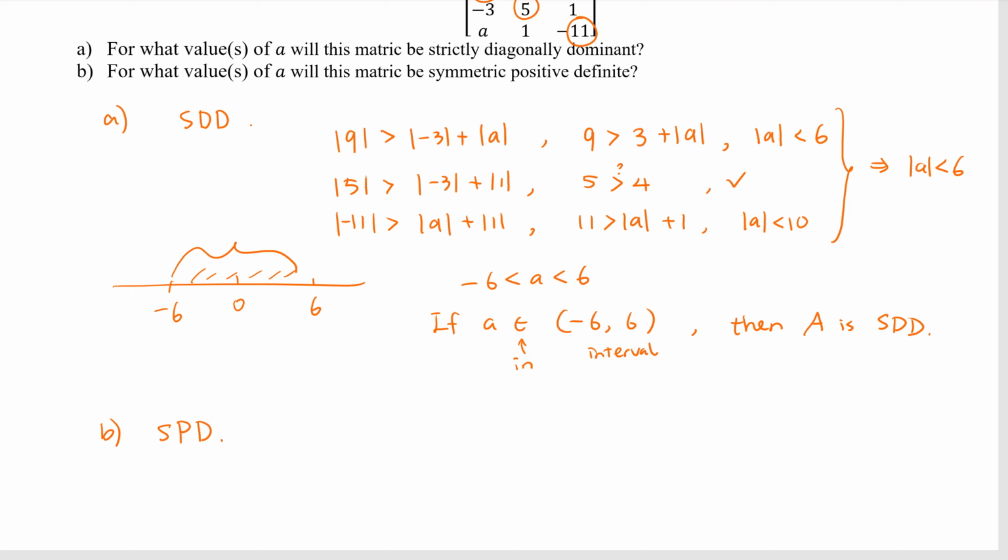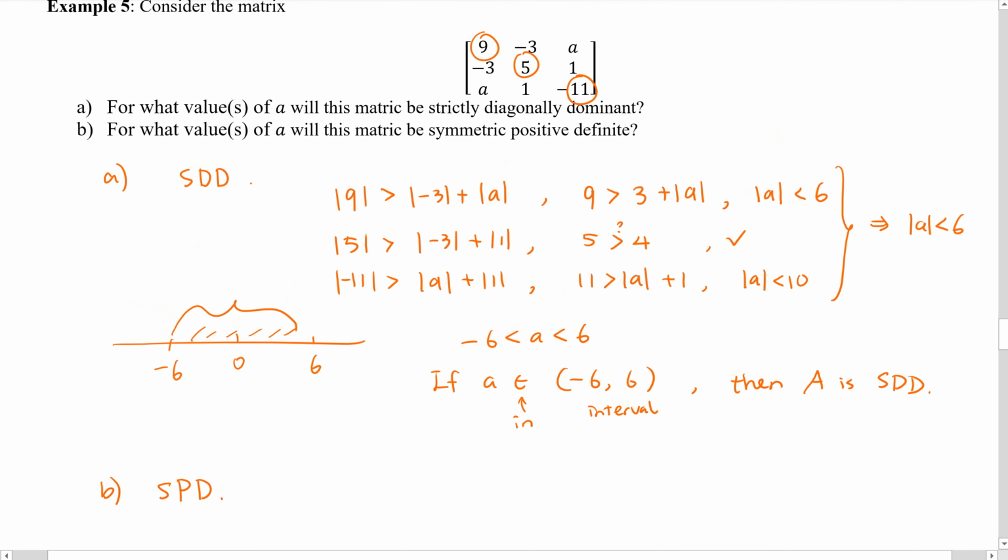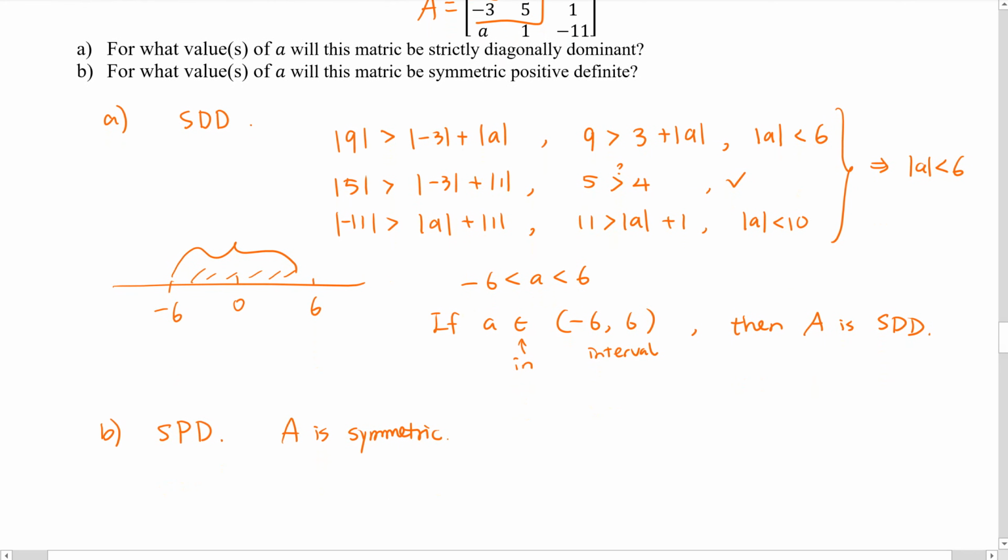Okay, so in this case, we want to check first, is this matrix symmetric? Yeah, it is, right? This is the mirror: this is this, this is this, this is this. So this matrix A is symmetric. Then we want to check that all the submatrices have positive determinants.